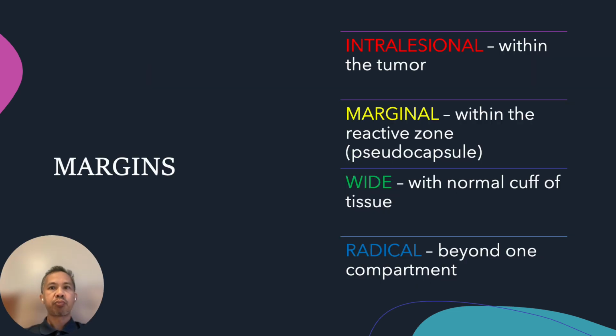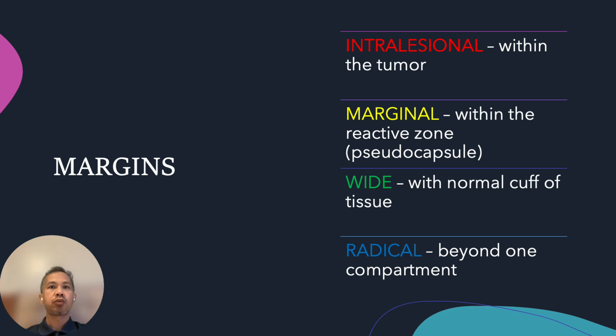Let us go to the surgical margins of tumors most commonly used. We have intralesional, where one goes into the tumor. Usually, the common terms used are debulking and curettage. So if you do debulking and curettage, you're actually doing an intralesional margin. We have marginal, if you do a resection within the pseudocapsule or the reactive zone. Reactive means there is presence of inflammatory markers.